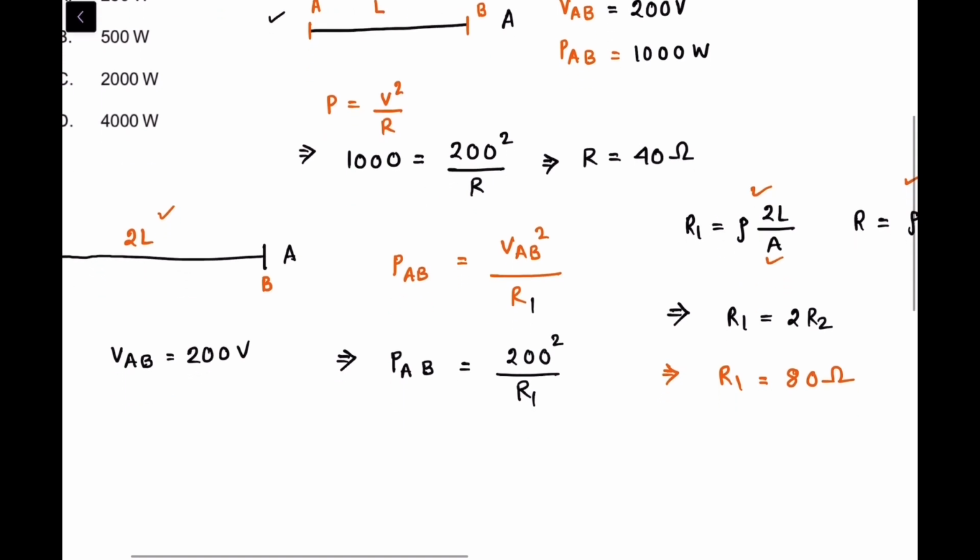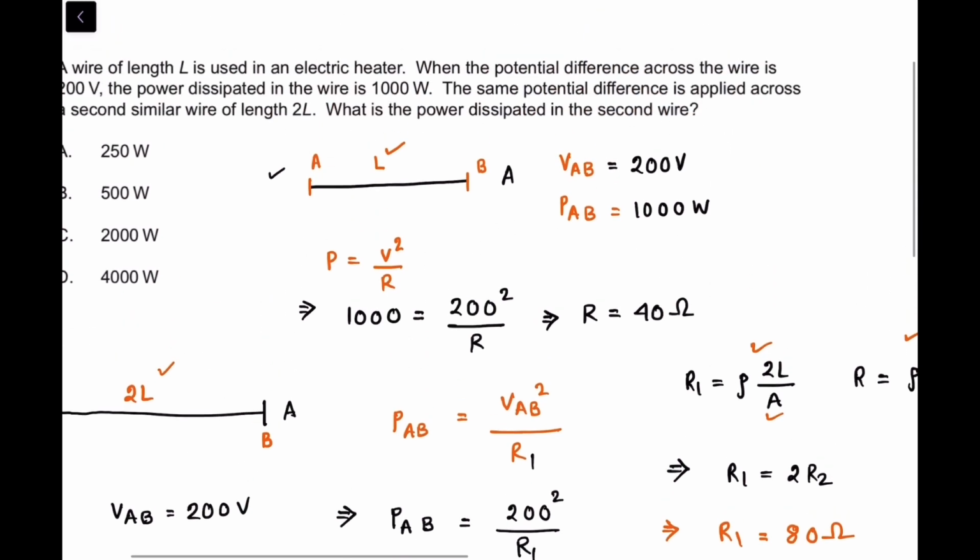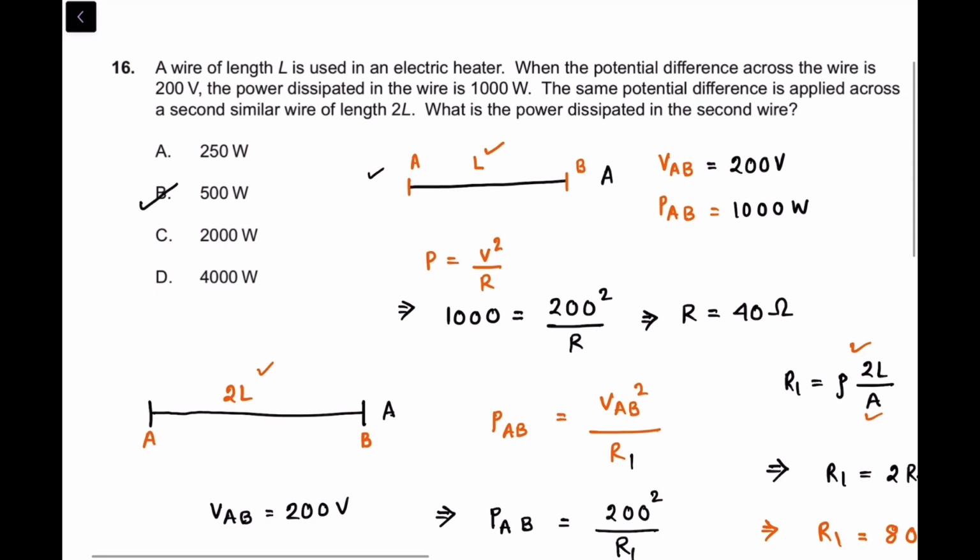So that means the power that is generated in the wire AB will be equal to 200 squared divided by 80. So this will be equal to 500 watt. So I hope you got the question. The answer will be option B, 500 watt.